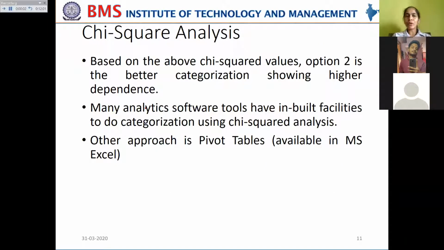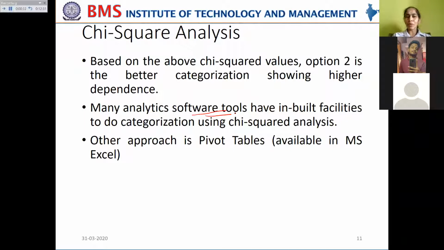Okay, let us just see what we have discussed. Based on the above chi-squared values, option 2 is the better categorization, showing higher dependence. Many analytics software tools have inbuilt facilities to do this categorization using chi-squared analysis. If you select a suitable software tool, it will perform this chi-squared analysis for you, and it will decide on the categories of the parameters when you have a large number of parameters.